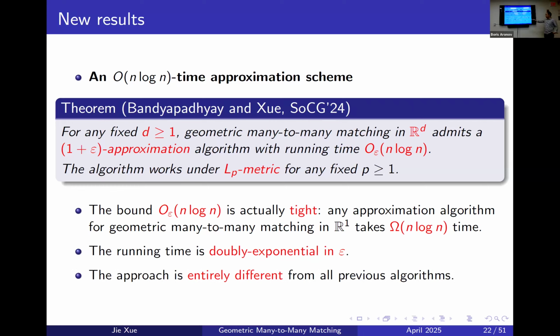Another surprising thing is that the approach of this result is entirely different from all the previous algorithms. The previous algorithms for geometric many-to-many matching use geometric data structures to speed up matching algorithms, including the one-to-one matching. But as we will see, in this algorithm you don't have any matching algorithms. You just use some geometric tricks. So this is the first result.